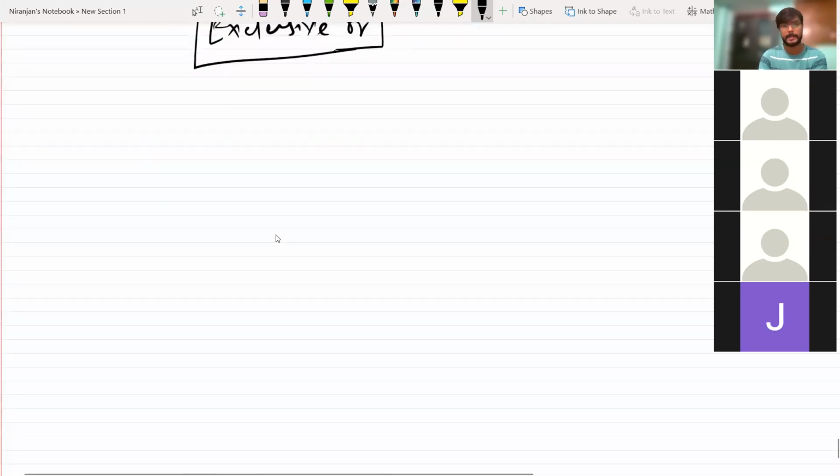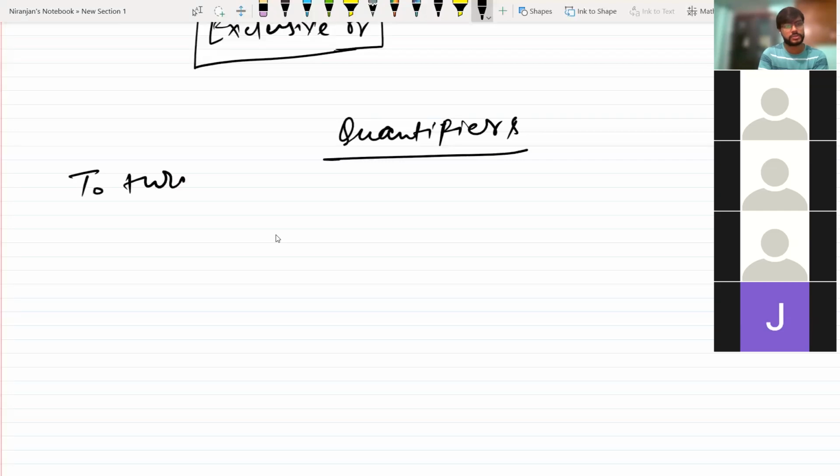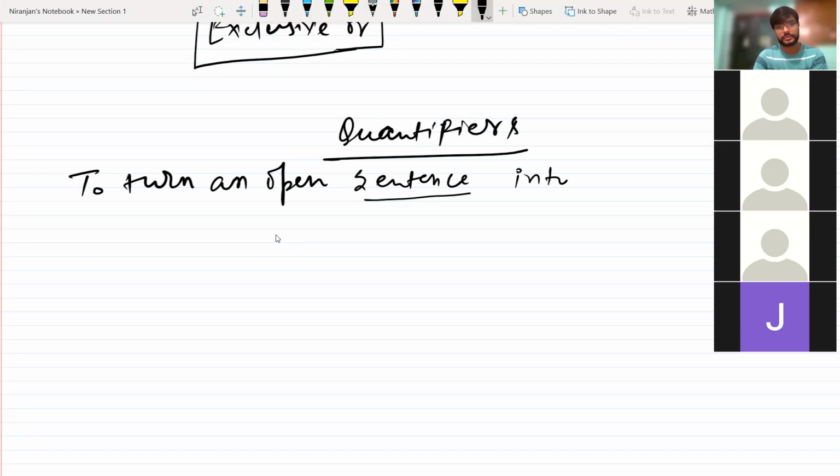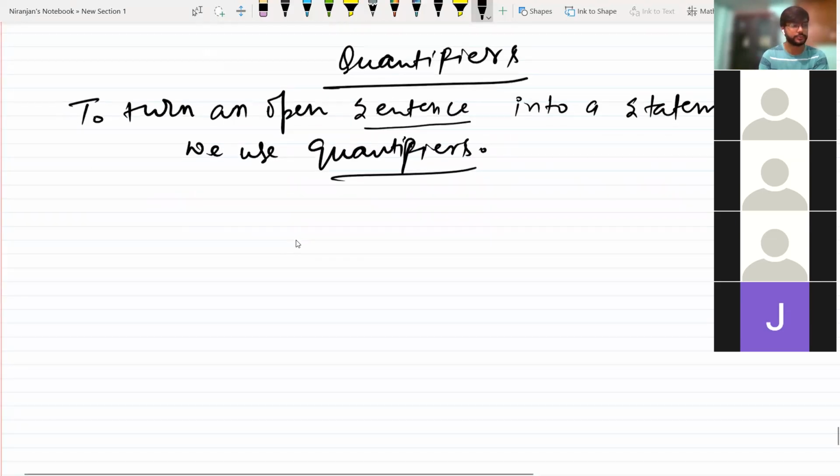So, what are quantifiers? To turn an open statement, open sentence. I'm sorry, I used the word statement. Do not ever use statement unless and until its truth value is specified or definite. To turn an open sentence into a statement, we use quantifiers. So let me show you how we do that.